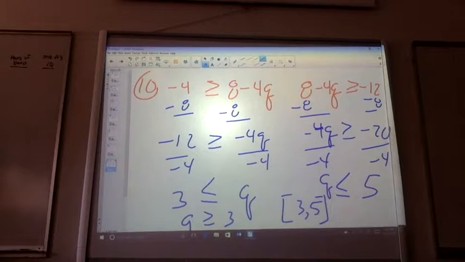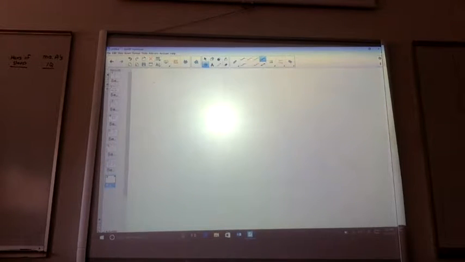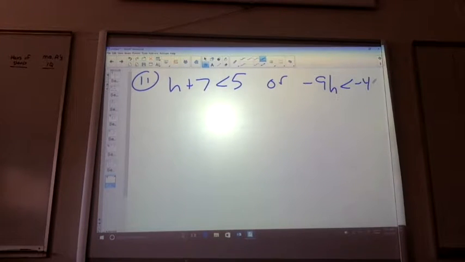Number 11, it's an OR problem. How do I know that? It says OR. So h plus 7 is less than 5, or negative 9h is less than negative 45.